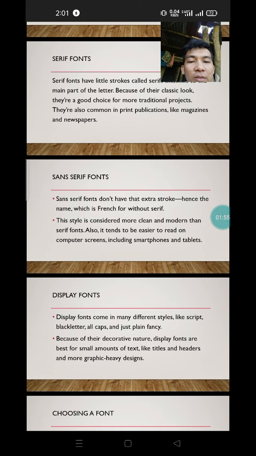Sans serif fonts don't have that extra stroke, hence the name, which in French means without serif. This style is considered more clean and modern than serif fonts. Also, it tends to be easier to read on computer screens, including smartphones and tablets.